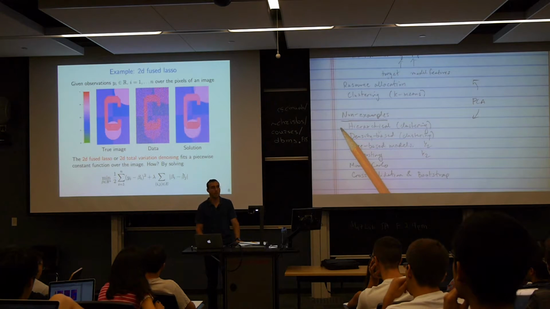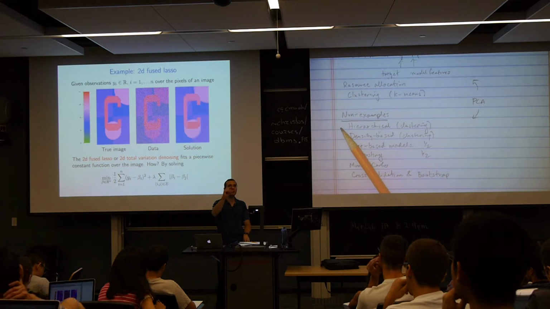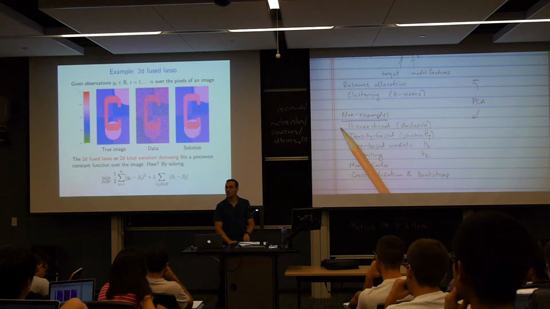Beta_i minus beta_j for every i and j that are joined by an edge. We're thinking about a grid graph here, so edges occur between pixels if they're adjacent horizontally or vertically. Hopefully that makes sense to everybody.